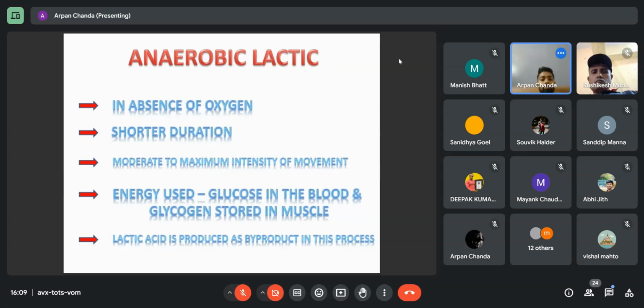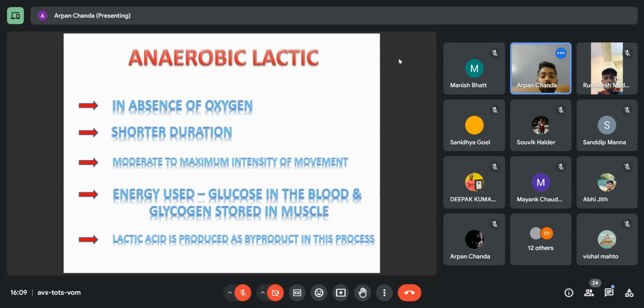Now anaerobic lactic. As we discussed before, anaerobic is divided into two parts, lactic and alactic. First we'll go through the lactic part, then we'll go to the alactic part. It is in absence of oxygen, where oxygen is not used. The duration is shorter, from 15 seconds to 45 seconds. The intensity of the movement is moderate to maximum, understanding the heart rate. We have heart rate monitoring as well in the next slides. The energy used in this one is glucose that is in the blood and the glycogen that is stored in the muscle.